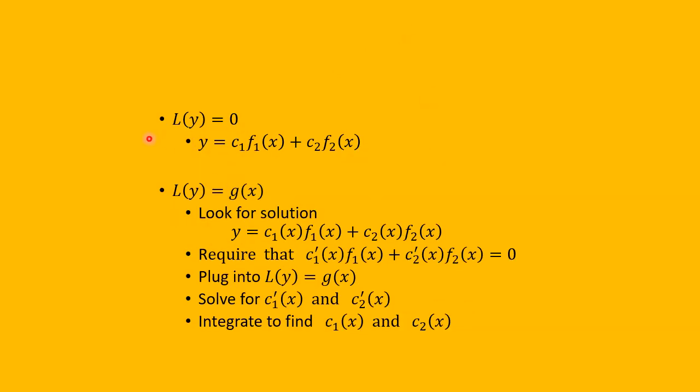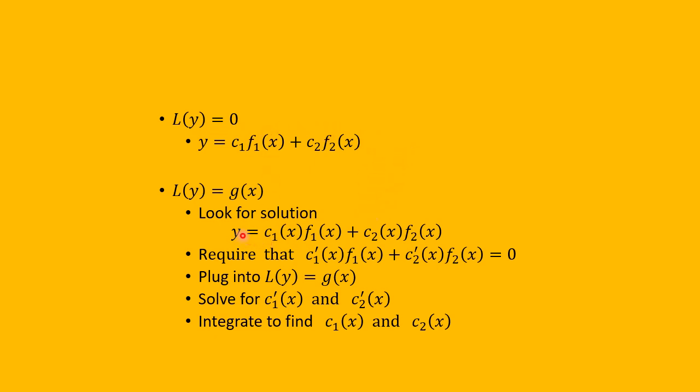And here's the technique. First, solve L of y equals 0, the homogeneous ordinary differential equation. Let's suppose that the general solution is y equals c1 f sub 1 of x plus c sub 2 f sub 2 of x. Then let's consider the non-homogeneous ordinary differential equation L of y equals g of x. What we'll do is look for a solution of this form and compare it to what we have up here.